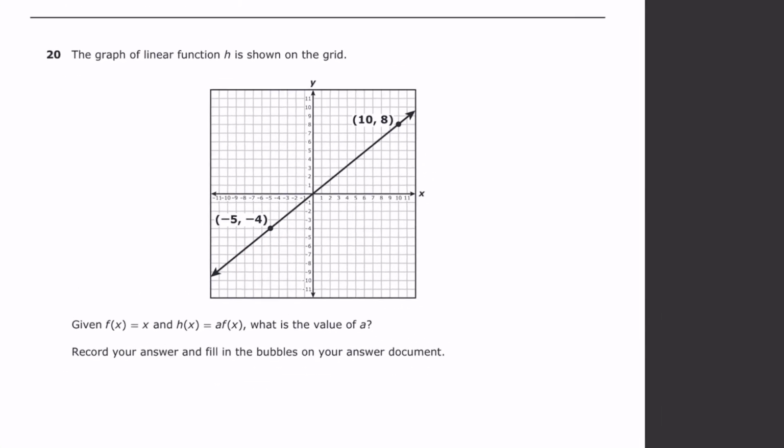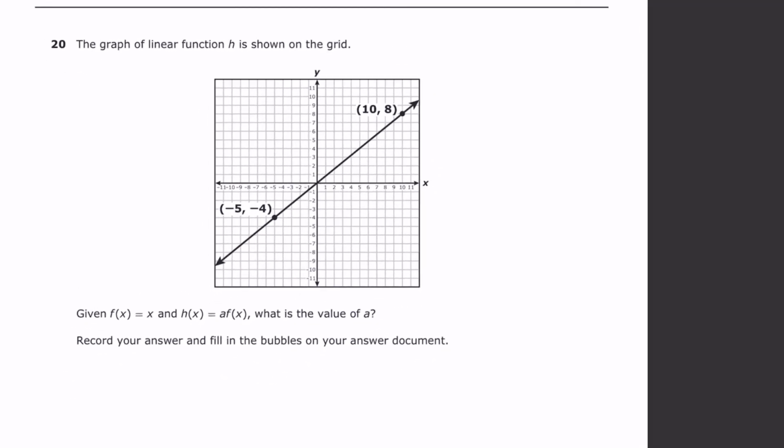Now next one. The graph of linear function h is shown on the grid. So given f of x is equal to x and h of x is equal to a into f of x, what is the value of a? So now here this is given, this is y is equal to x we have here. So now this we have to find, that means if you are taking it as equal to 1x, y is equal to, in slope intercept form here a is 1 you can take.